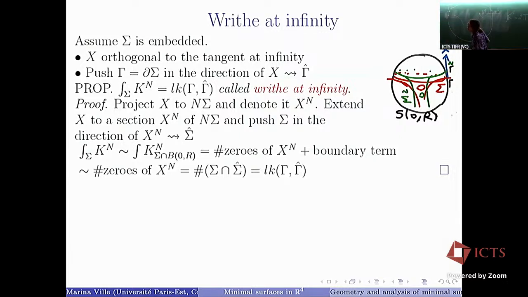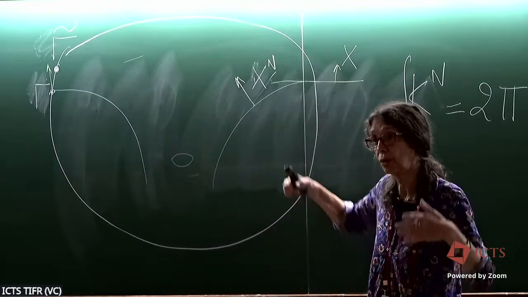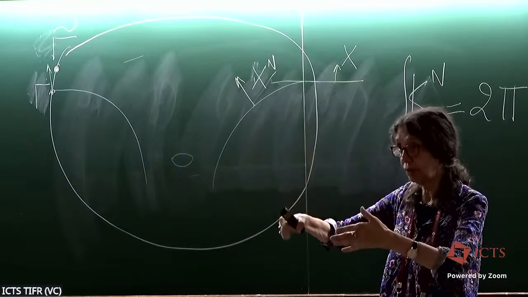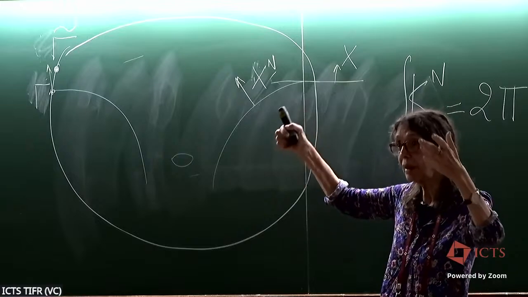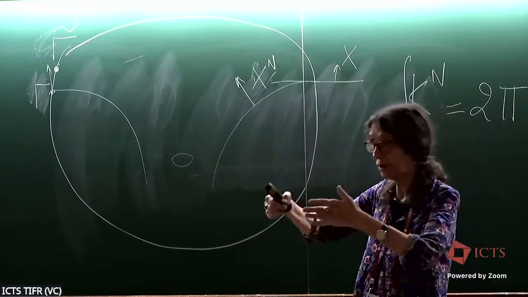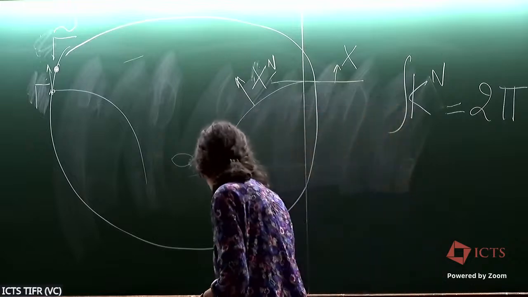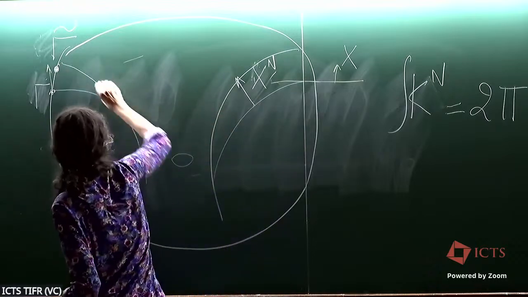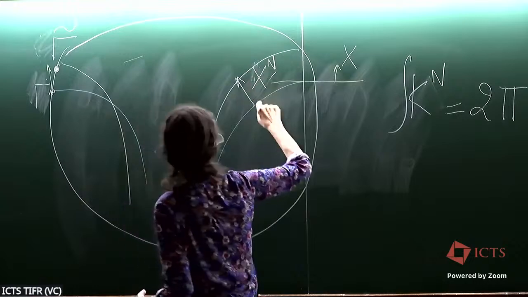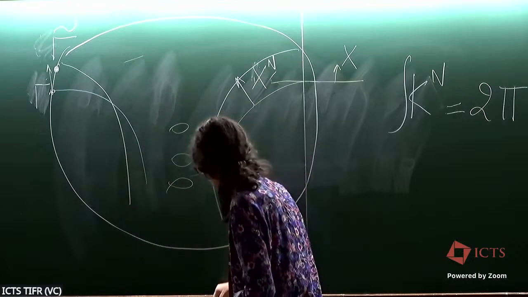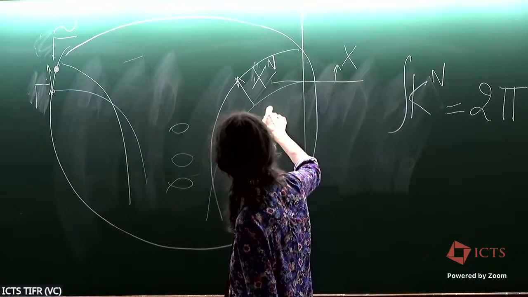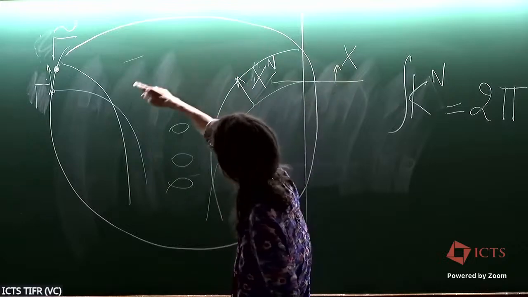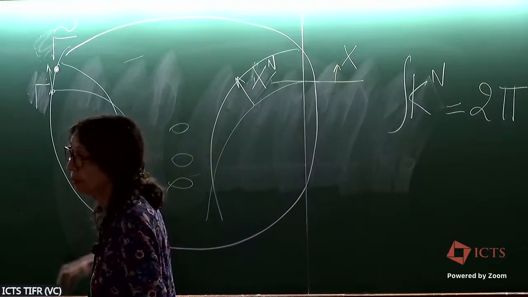And actually, there is a fact that when you have two knots on the 3-sphere which bound two surfaces inside the ball, their linking number is equal to the number of intersection points of the two surfaces. So now I push my surface in the direction of xn. And then the number of zeros will be exactly the number of intersections between this surface and the new pushed surface. And this in turn would be equal to the linking number between the two knots.